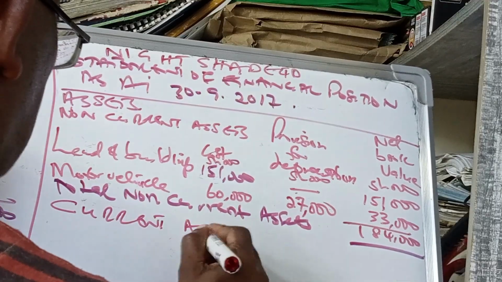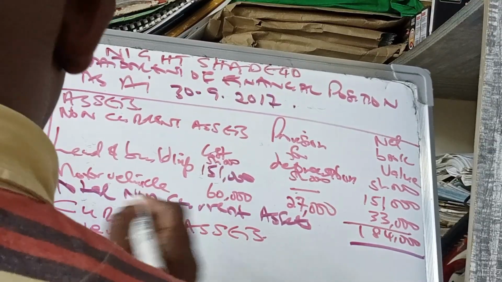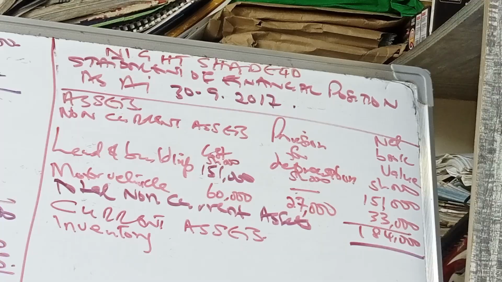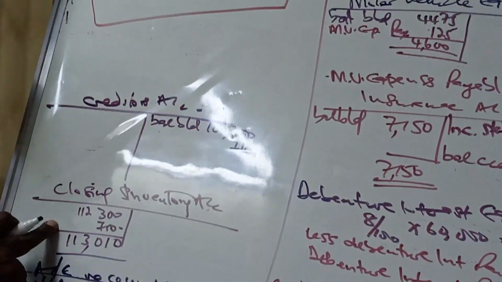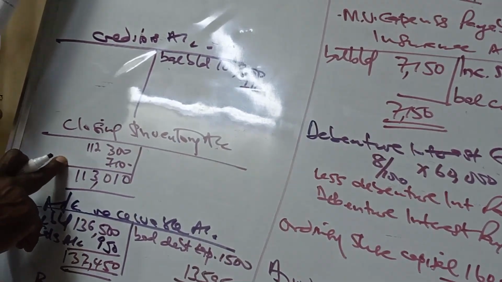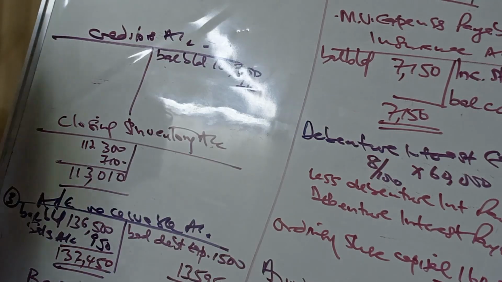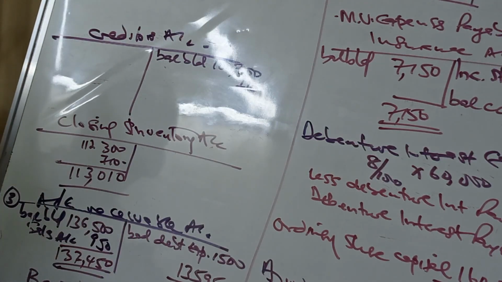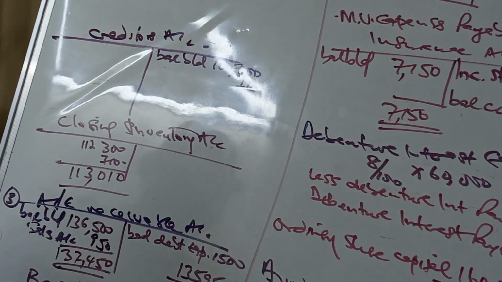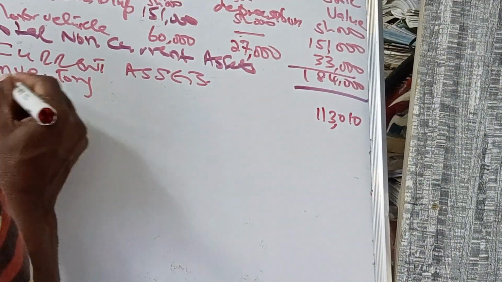We start with our inventory. Our inventory is changing. If you just go to the trial balance and capture your inventory as 12,300, you are wrong, because we adjusted our inventory by adding the inventory in transit. So our inventory is 113,010.